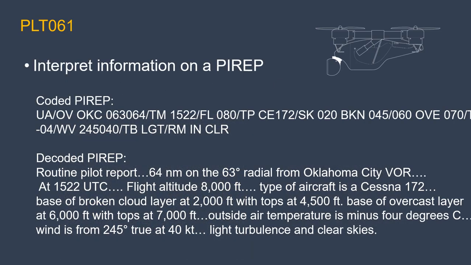What is a PIREP? It's a pilot's report of current conditions. The abbreviations are just like the ones in METARs. Take some time to review Section 13-8 in your Pilot's Handbook of Aeronautical Knowledge. It's like riding a bicycle. It just takes practice. The code for missing PIREP questions will be PLT 061, Interpreting Information on a PIREP. The study material is found in the Pilot's Handbook in Chapter 13.